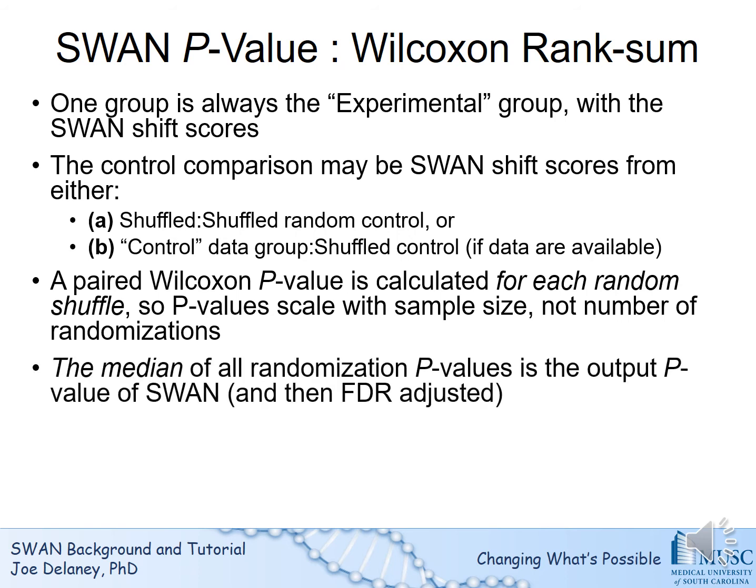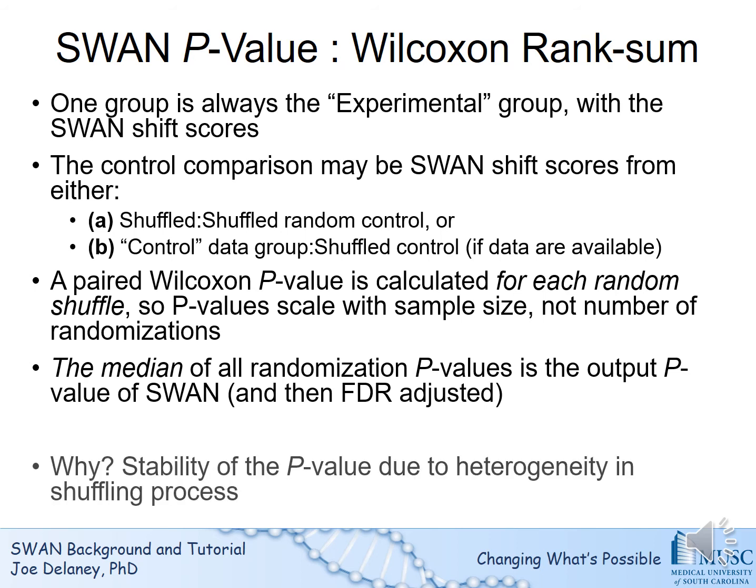The median of all these randomized p-values is the actual output p-value of SWAN. So if you do 100 shuffles, then you get 100 Wilcoxon p-values of each of these shuffles. And so the actual p-value that is output is the median of all of those randomized p-values. Why? Well, the stability of the p-value due to heterogeneity in the shuffling process. And I'll just give you a few visual examples of how that comes out.